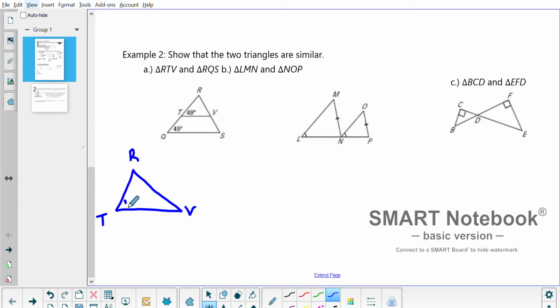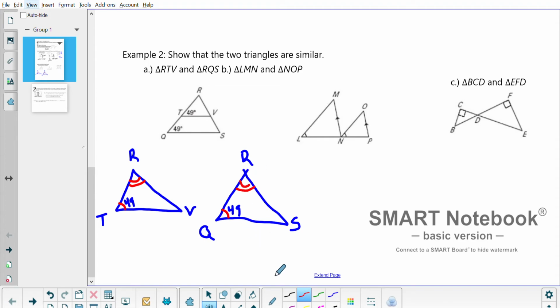okay, I know T is 49 degrees. We're not sure about R or V. Then I have QRS here, and Q is also 49 degrees. Can we determine if these two triangles are similar? Now, we know Q is congruent to T. We also know R is the same, so by the reflexive property, we can say R is congruent to R.